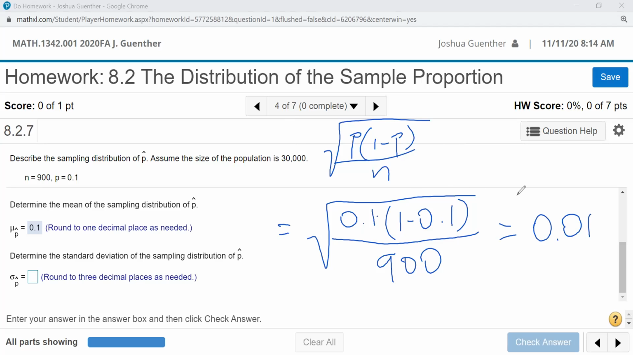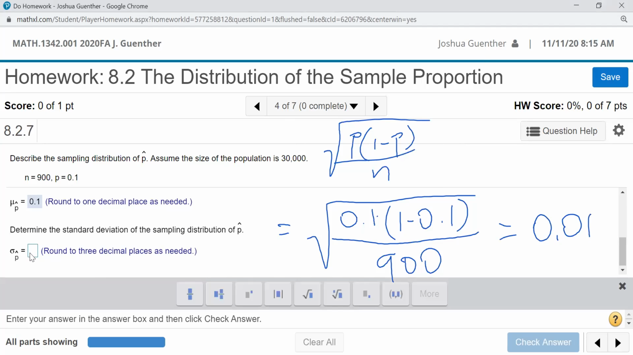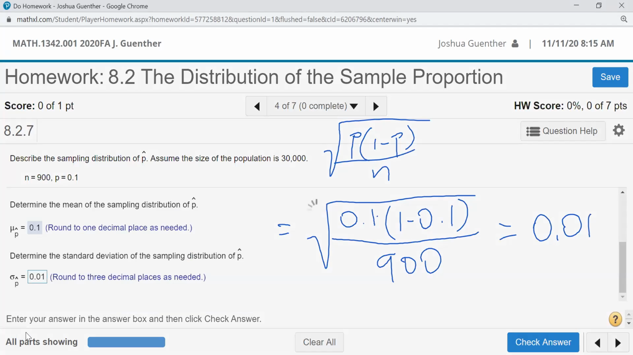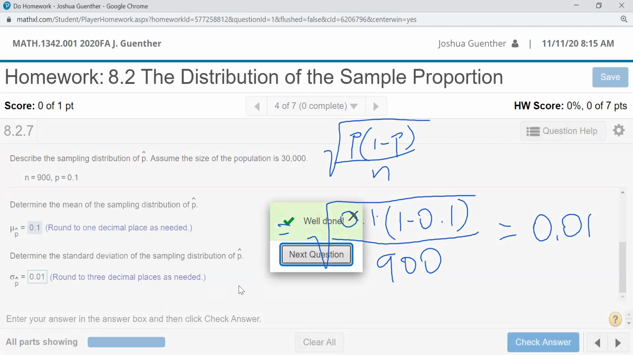This is going to be the denominator of any z-score calculations we do, which it looks like it doesn't even want us to do a z-score calculation on this problem. And we're done with it.